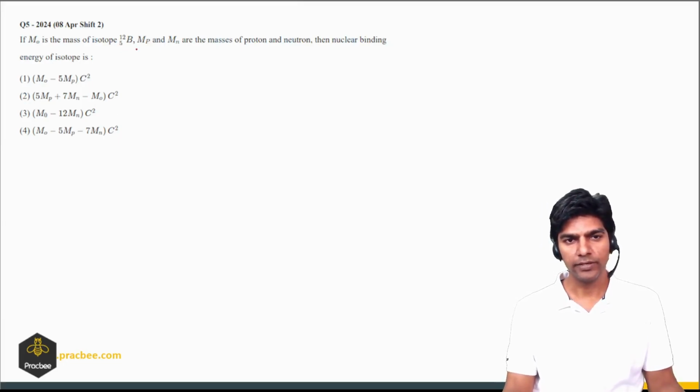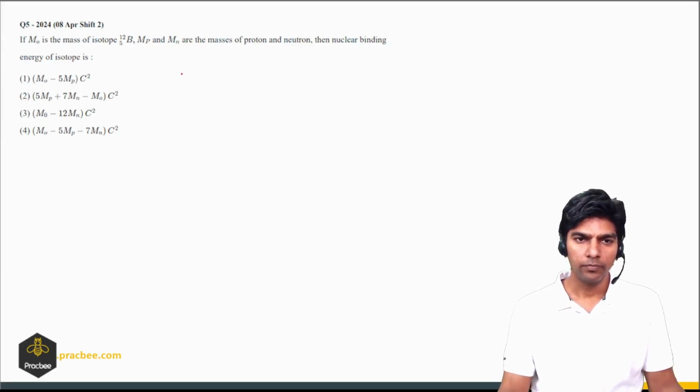M0 is the mass of the isotope, the boron isotope, and Mp and Mn are the masses of the proton and the neutron. Then the nuclear binding energy of the isotope will be as follows. So we have boron given.